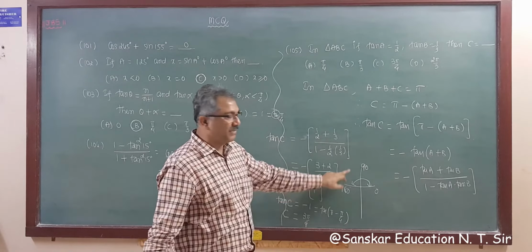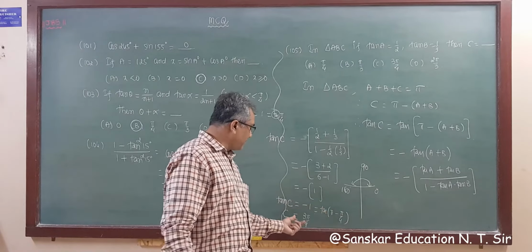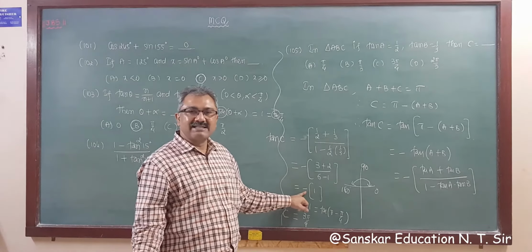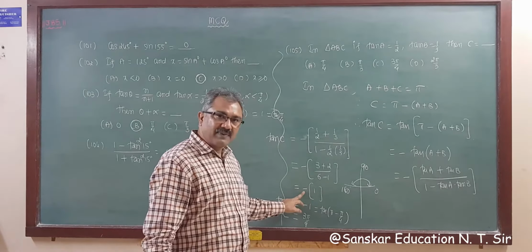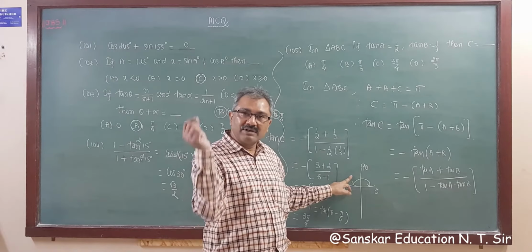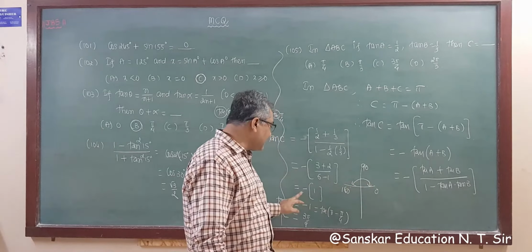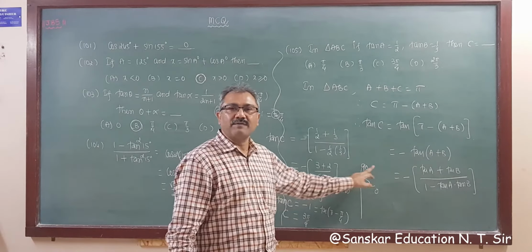Second quadrant, pi minus pi by 4. So C is equal to pi minus pi by 4, which is 3 pi by 4. You can write directly as a minus. Why are we taking minus? This is minus, but why are we taking this angle in the second quadrant? Because tan is negative in the second quadrant and positive in the first quadrant. As this is minus, we are considering the second quadrant as our answer, not the first quadrant.